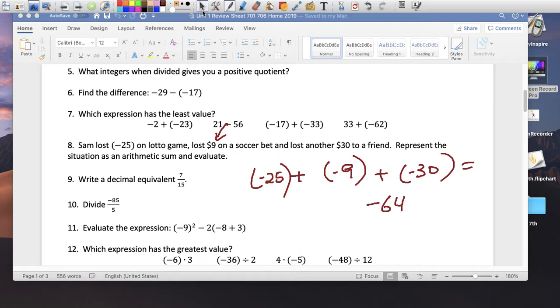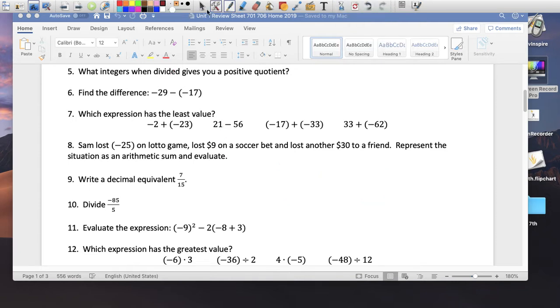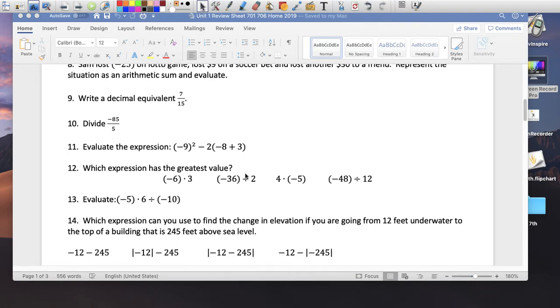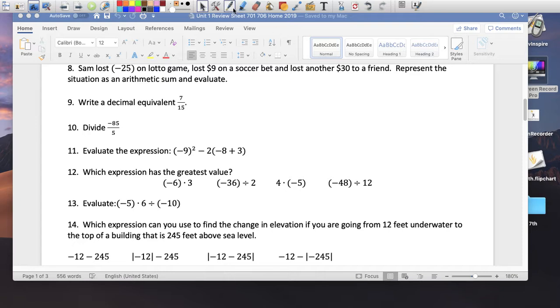Alright, next one, write the decimal equivalent. I also saw some of you not too good on this one. So it's a fraction, right? 7 over 15, this is division. It's the same thing as saying 7 divided by 15. You have $7 divided among 15 friends, so they're not going to get much. They're definitely getting less than $7, so they're going to get 0 point something, right? There are more people.